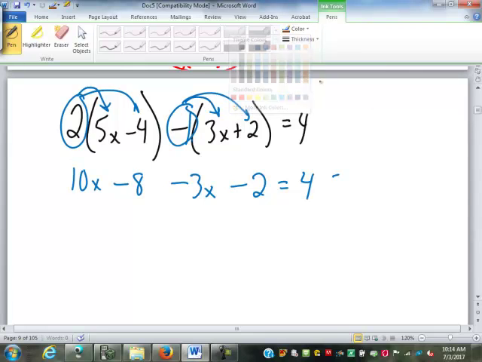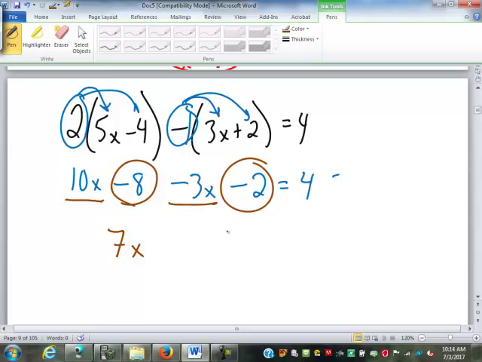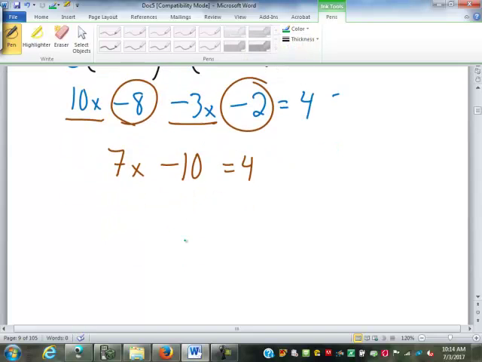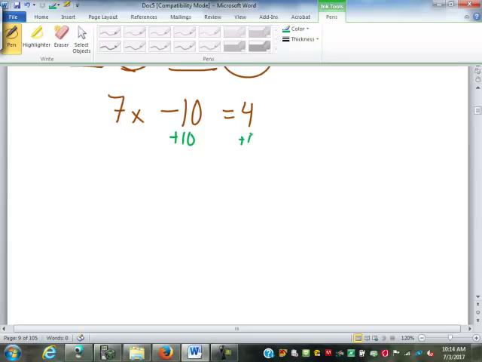And then we combine the x's. 10 and negative 3 make 7x. Minus 10, negative 8, negative 2 make negative 10, so minus 10 equals 4. And then what? We add 10. 7x equals 14, and then divide by 7. x equals 2.